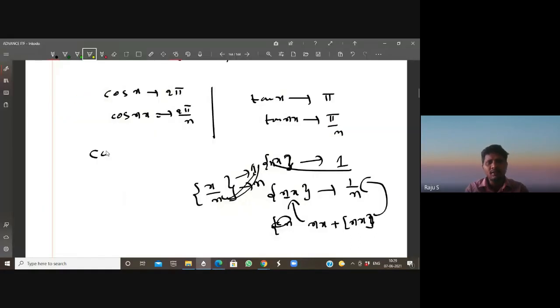And see here, can anyone tell me what is the periodicity of x square? Cos x is 2 pi. What is cos x square? Cos x cube, cos x power 4.